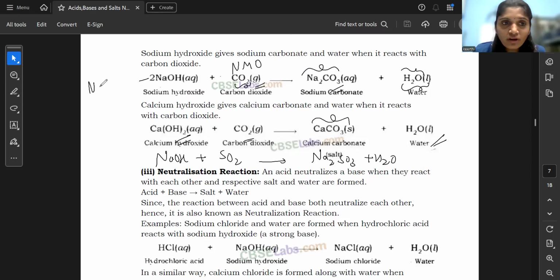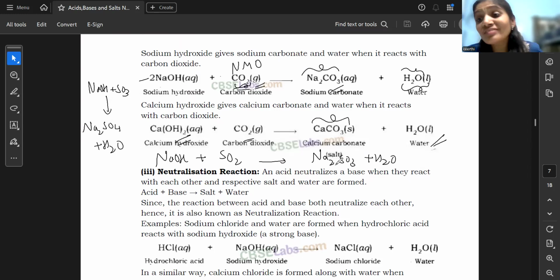Now you can also try with SO3. SO3 also is a non-metal oxide. Sodium hydroxide plus non-metal oxide will give you what? Na2SO4 plus H2O. It is not like it reacts with only carbon dioxide. It can also react with SO2, giving sodium sulfite, and it can also react with SO3, giving your sodium sulfate.